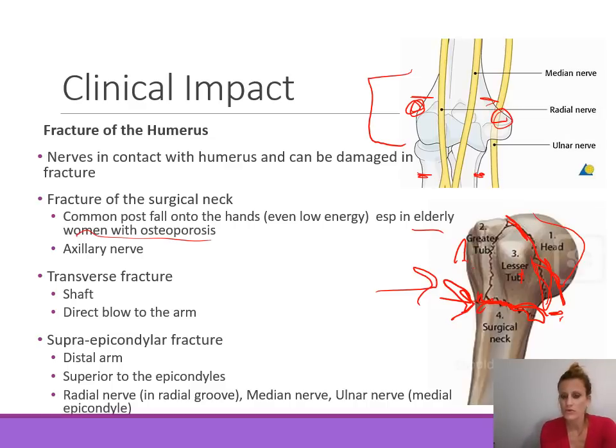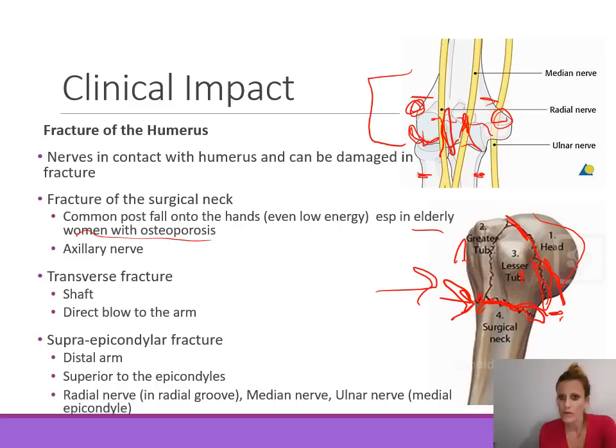And then also you'll see the processes, right? So the capitulum is this rounded process right here. And then the trochlea is this process right here. And you'll see that the median nerve passes in close proximity to the trochlea, and the radial nerve passes through right here in a little depression known as the radial groove.